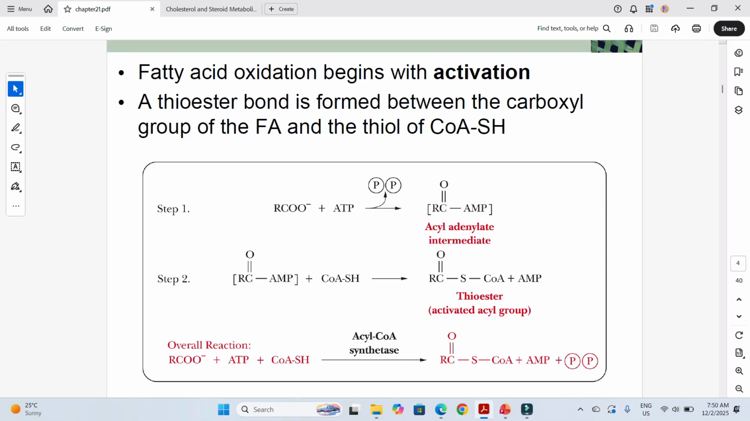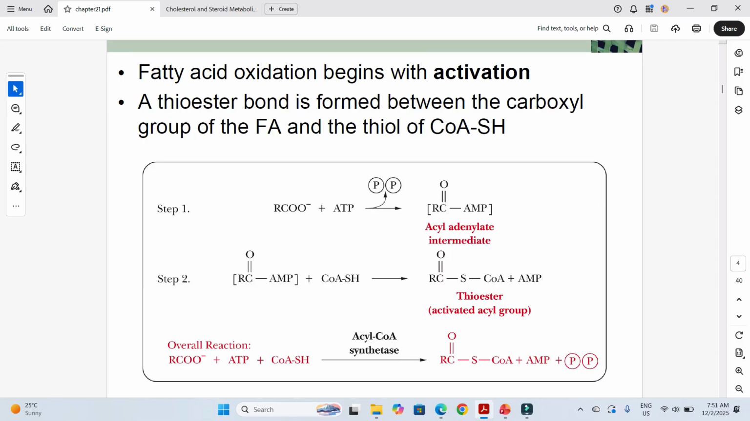Now, this pyrophosphate actually consists of two phosphate groups that are covalently linked to each other. These are not individual inorganic phosphates. Pyrophosphate groups are linked by phosphoanhydride bonds. Okay, so we're going to go back to that later because that's going to be important in ATP calculation. So the carboxylate reacts with ATP to produce an acyl adenylate intermediate.